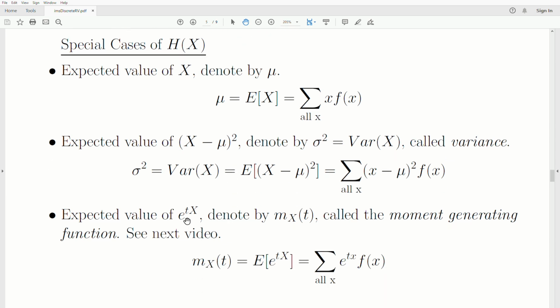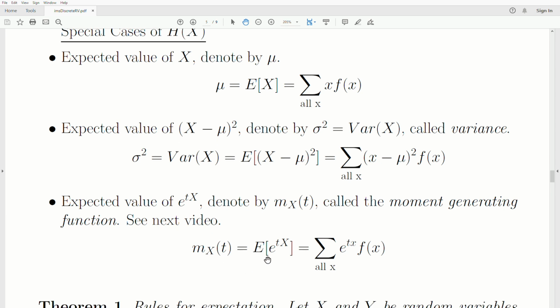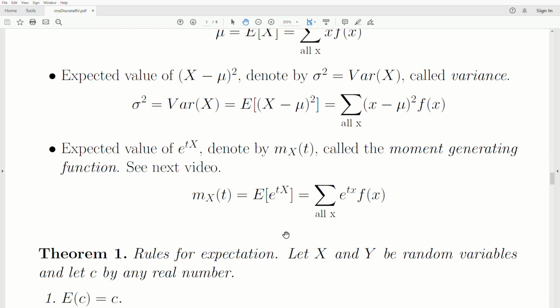Another specific case of h of x is e to the tx, and it'll be denoted by M sub X of t. That's a subscript. And it's called the moment generating function. This will be the whole topic of the next video. But it's the expected value of e to the tX, which is e to the tx times f of x summed over all possible values. And it plays a major role in mathematical statistics. So we'll devote a whole video to that.